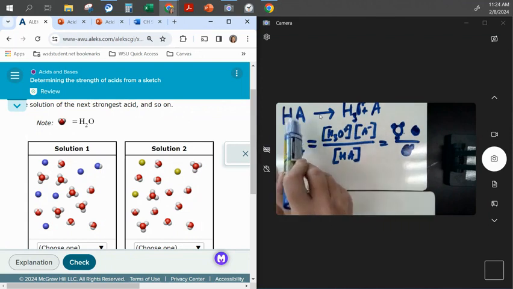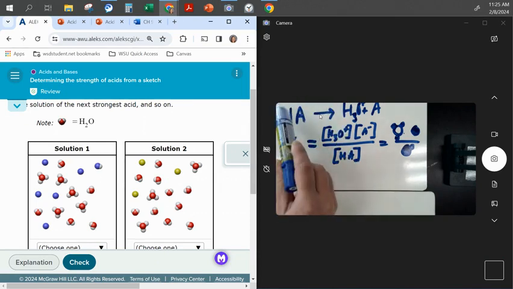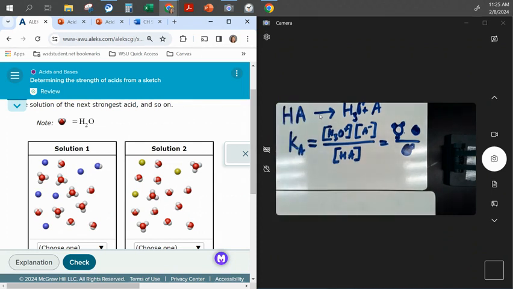If we have no HA left, do you remember what that was? If all of these are gone, then it's a strong acid. That will be our strongest acid. They will only give us one strong acid. So if we don't have any of this, we're dividing by 0. That's illegal. If there's none of this left, then it's going to be a strong acid.